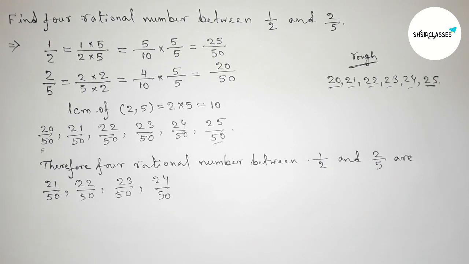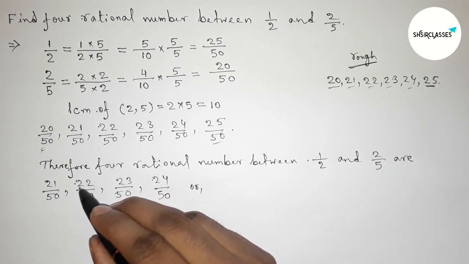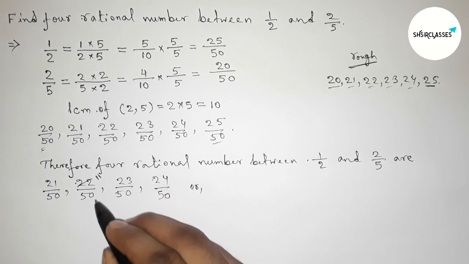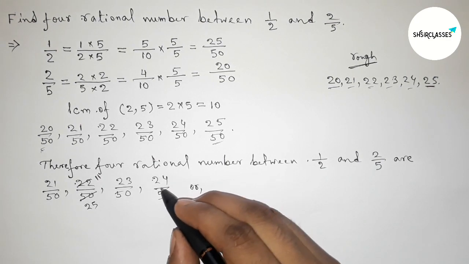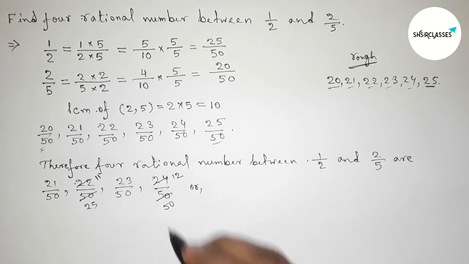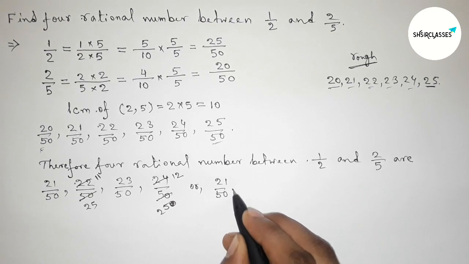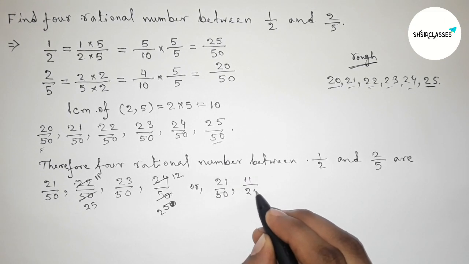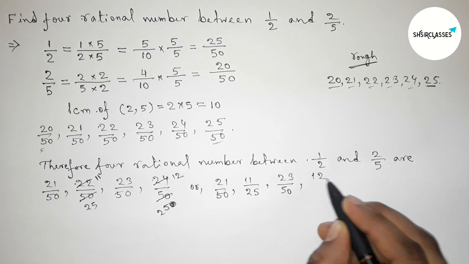Or we can write it this way. If we divide both numbers by 2, then 2 11s are 22 and 25 2s are 50. Again if we divide both numbers by 2, then 12 2s are 24 and 25 2s are 50. So again write down all the rational numbers: 21 by 50, then 11 by 25, then 23 by 50, then 12 by 25.